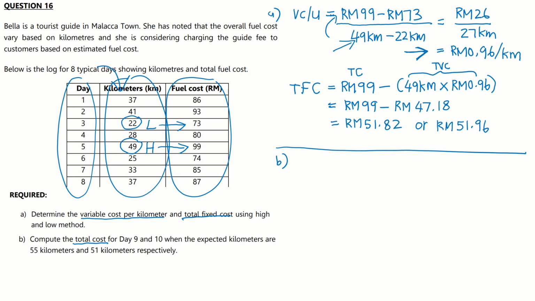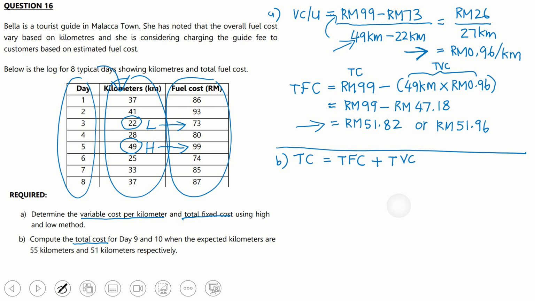First I will tell you the equation for total cost. Total cost is represented by total fixed cost plus total variable cost. We know that regardless of the kilometers, or the activity level, the total fixed cost will always remain the same. In this question, we have determined the total fixed cost earlier, which is 51 ringgit 82 cents or 51 ringgit 96 cents.